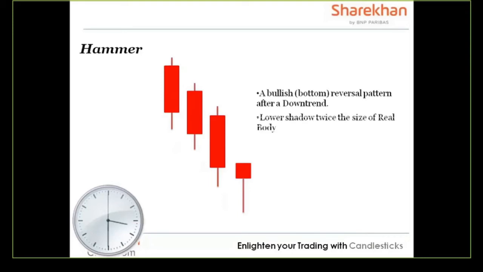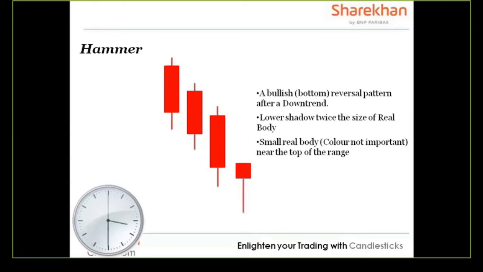The lower shadow should be twice the size of the real body. So this lower shadow should be at least two times the size of the real body. Again, if you combine it with the buying and selling pressure, it roughly tells you that your buying pressure should be at least two times your selling pressure. It should have a small real body. Color is not important. However, I would say green color is always preferred for a hammer. It will increase your probability.